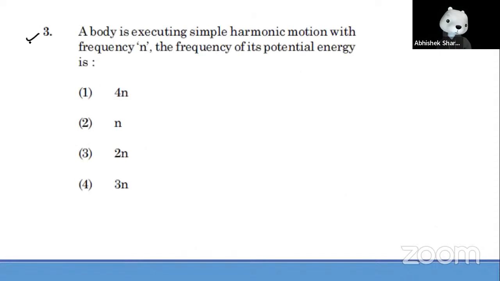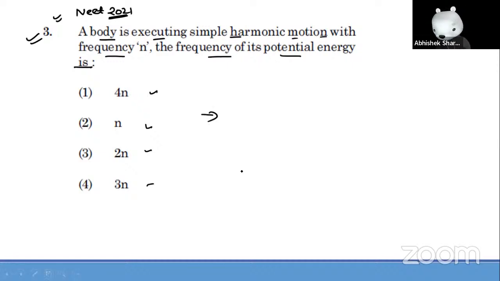Now let us see the next question. In this series of this NEET paper, this was the third question which was asked in NEET 2021 physics. You can check it out. The question is very easy. I want you to answer. It says a body is executing simple harmonic motion with frequency n. The frequency of its potential energy will be what? Options are 4n, n, 2n, and 3n. So I'm giving you 30 seconds. You solve this.